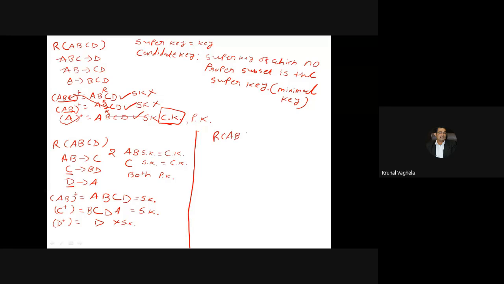R(A, B, C, D), B to A, C, D, and A, C, D to B. Tell me the super keys and candidate keys of this table. 2 minutes.